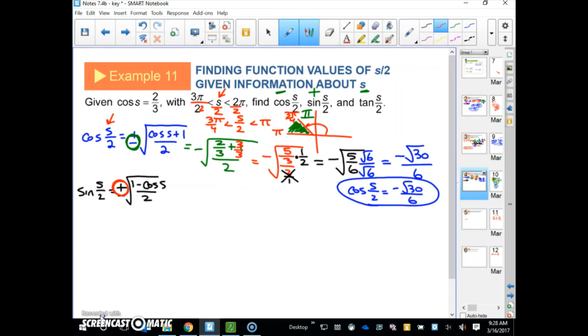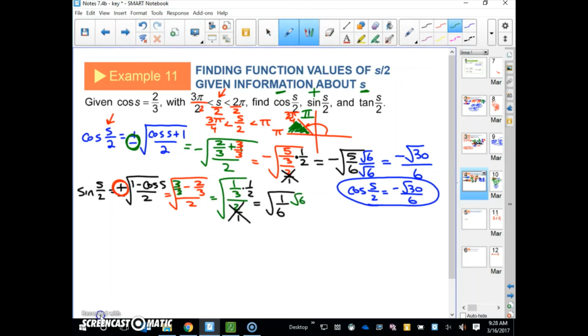Okay? So I'm going to do pretty much the same thing. We've got positive square root, (1 minus cosine s, which was 2/3) all over 2. Get a common denominator there because we're combining fractions. And we would have (square root of 3 minus 2 is 1/3) all over 2. That's a fraction, and we're going to multiply by the reciprocal in the same way as what we just did a minute ago. And that gives me the square root of 1/6.